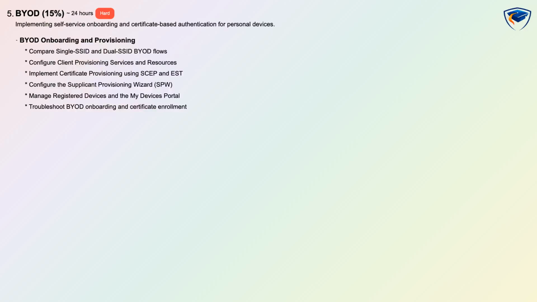The BYOD domain carries 15% of the exam weightage and covers implementing self-service onboarding and certificate-based authentication for personal devices. You'll need to compare single-SSID and dual-SSID BYOD flows, configure client provisioning services and resources, implement certificate provisioning using SCEP and EST, and manage registered devices and the My Devices portal.